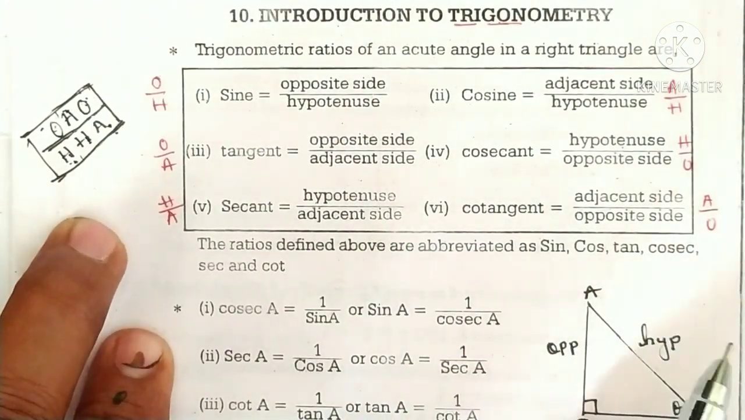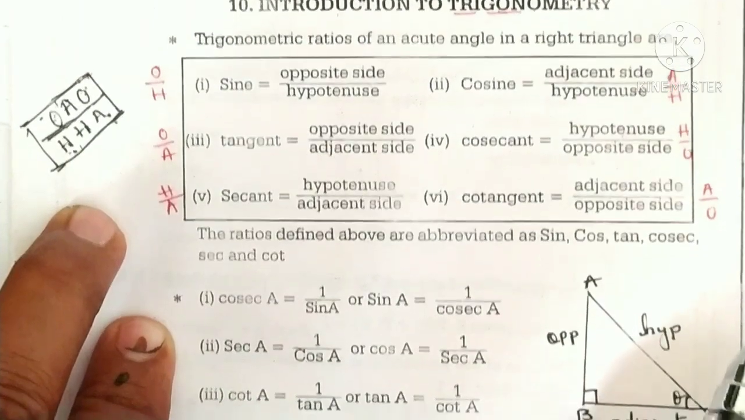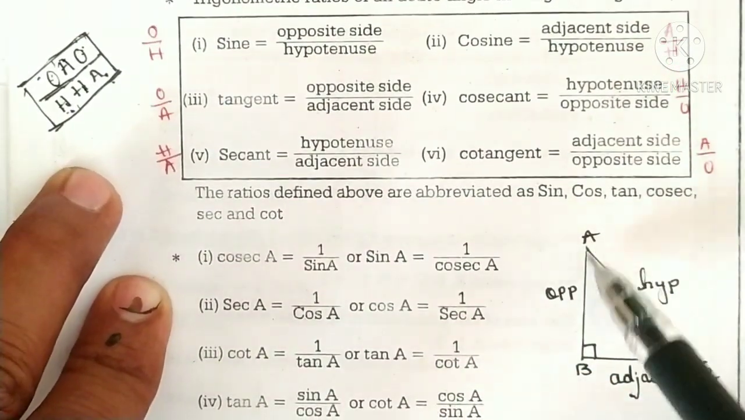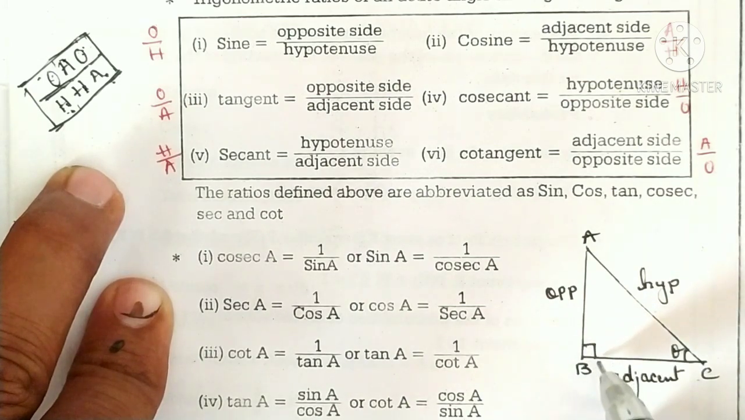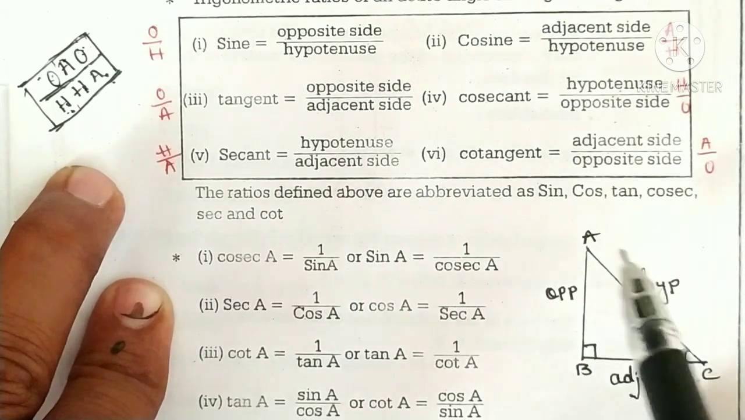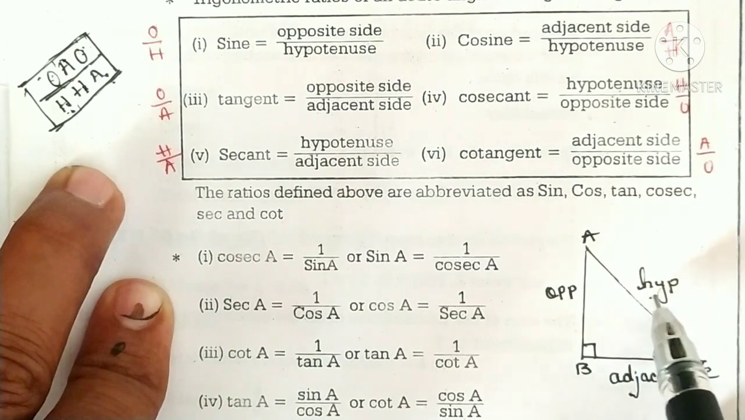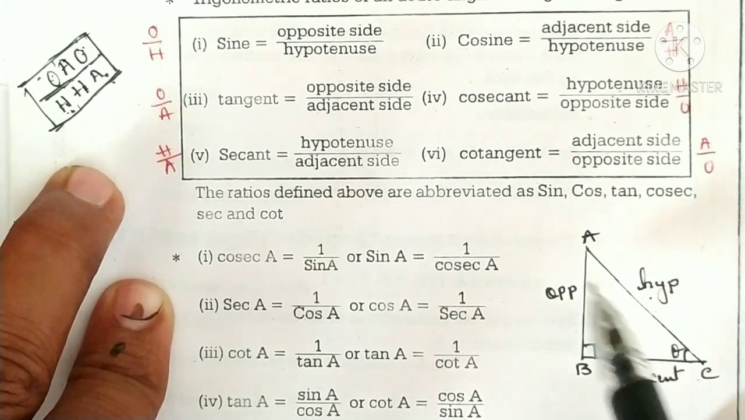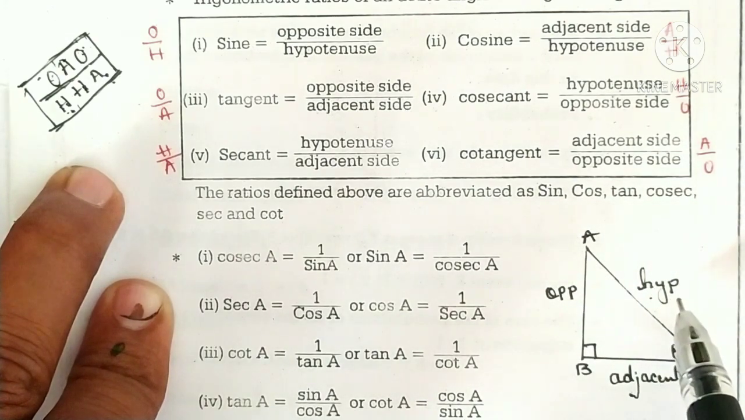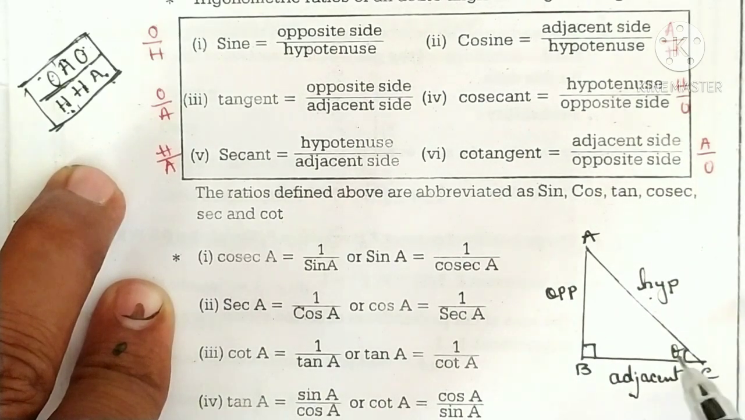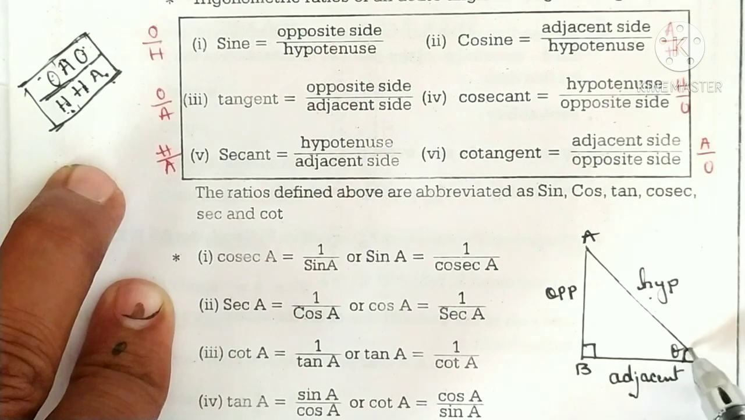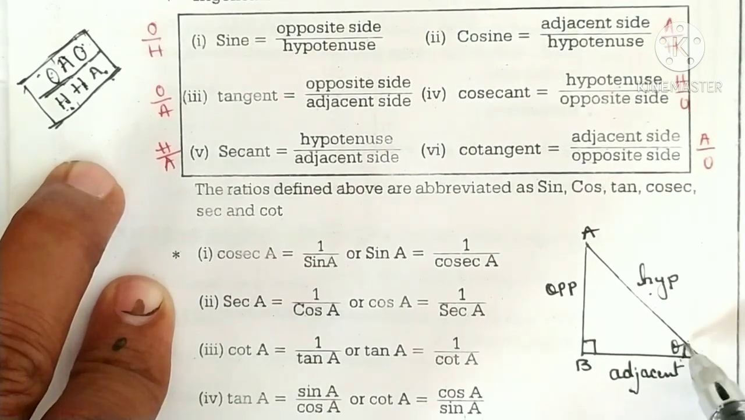Okay. Now in this you see here, this is a right angle triangle. Angle B is 90 degrees. AC is the hypotenuse. The longest side of a right triangle is said to be the hypotenuse. Then this one is opposite, and this one is adjacent. Now here we are taking this angle, angle theta.